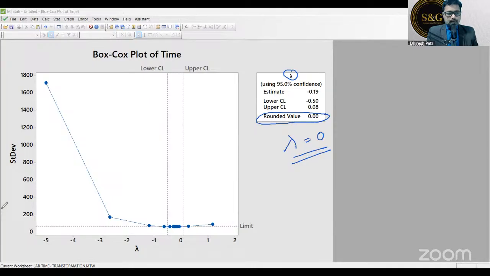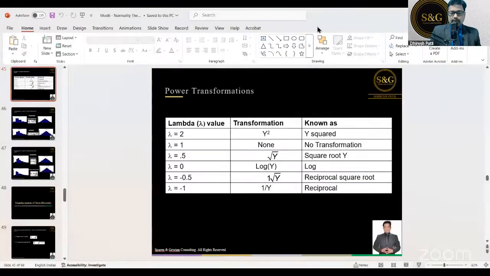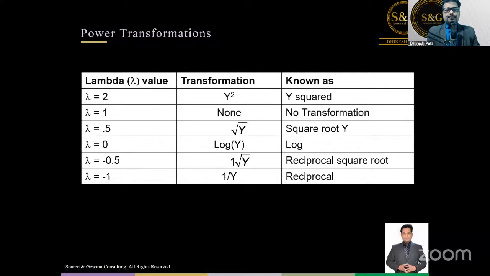Okay. Now, in your curriculum, this table has been given, which I'm showing you right now. Just try to understand this. This is called the transformation table or a power transformation table. The value which we are referring to is the lambda value. And this lambda 0 shows what kind of transformation you have to do? Log transformation. Y meaning the data set.